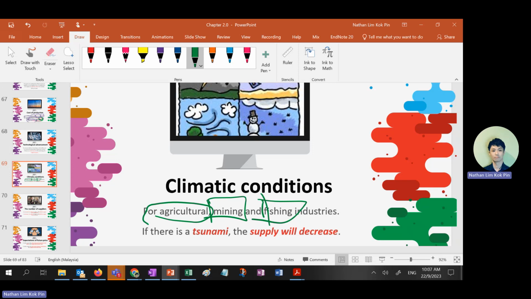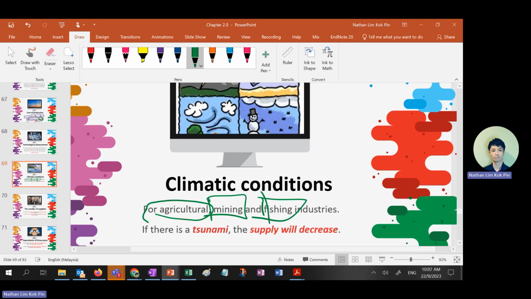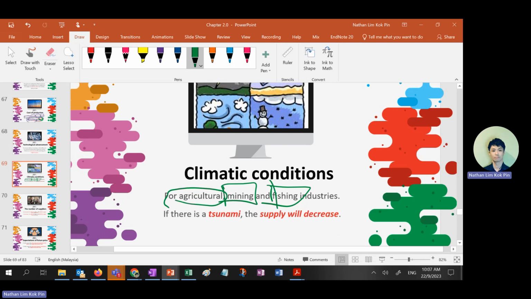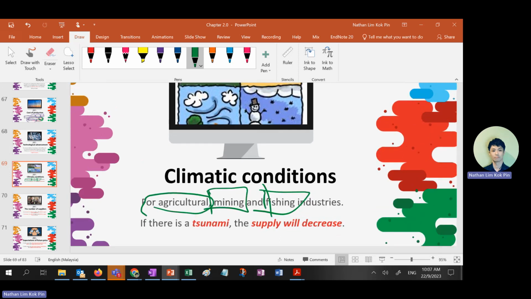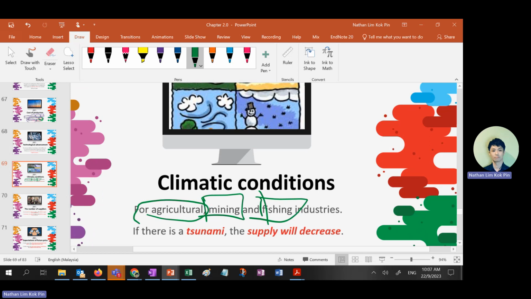So you understand, right? Because in economics everything depends. Unless you say the factory is near the beach, then there's a tsunami. Then yes, it's affected. Unless you say the factory is near the volcano, then suddenly there's a volcano eruption. Yes, it's affected. Okay? Otherwise, it will not be affected. Makes sense?